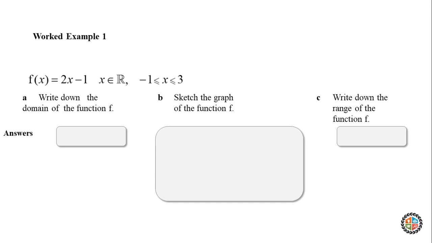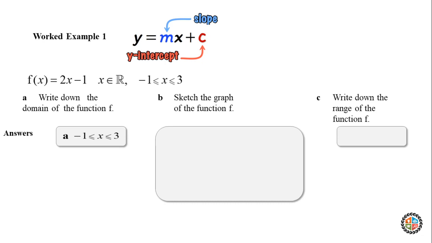The domain of the function is already given. That is what you call the restricted domain. Since the restricted domain is already given, then the answer for letter A is as it is: x is greater than or equal to -1 but less than or equal to 3. Next, sketch the graph of the function.